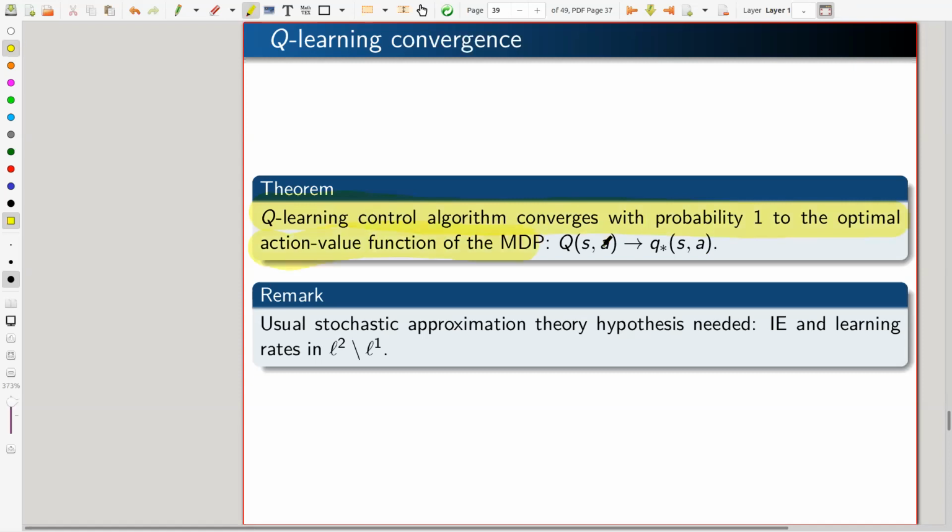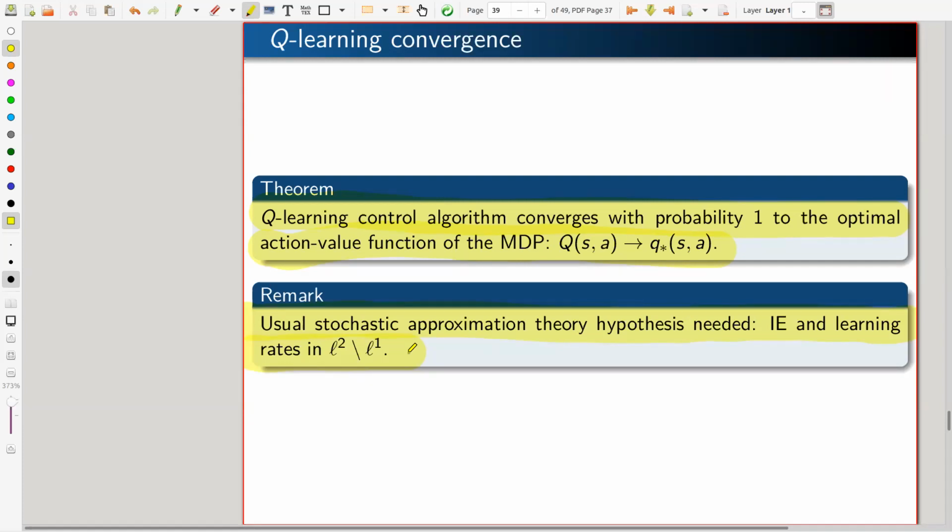And I want to stress the fact that in order to really state such a theorem in a precise way, you would need to be much more precise on how the algorithm works. I mean, this is stochastic control theory. You need to specify the dynamics of what you're doing. Okay, and as usual, we need the usual hypotheses, the same as before.